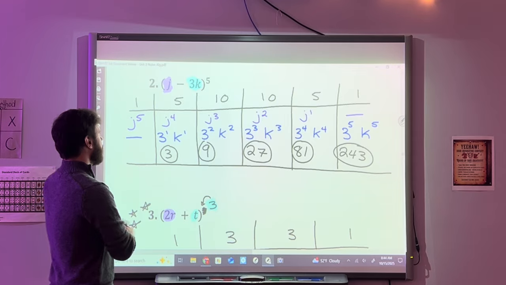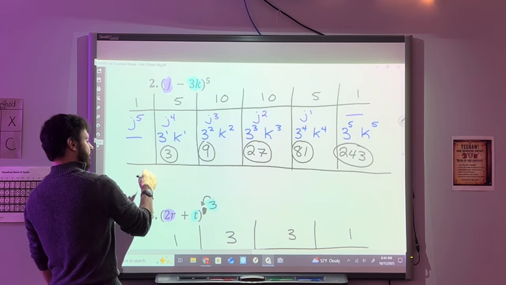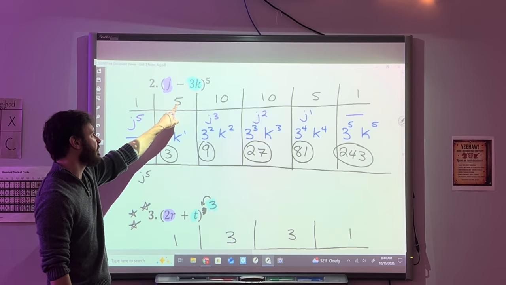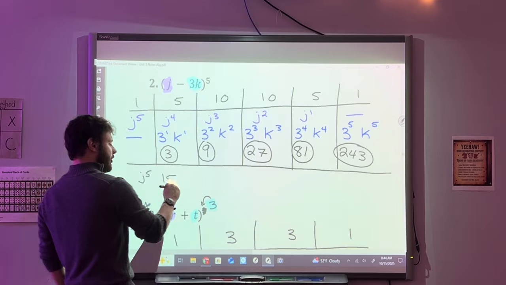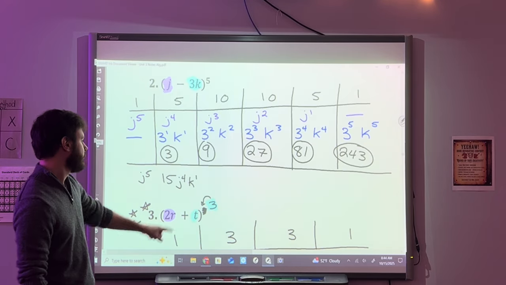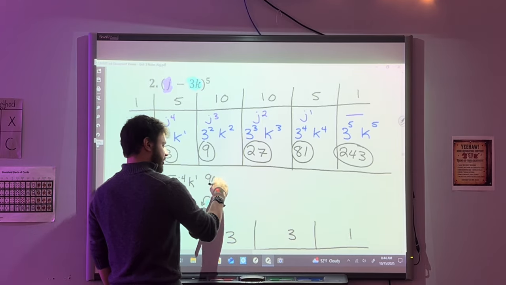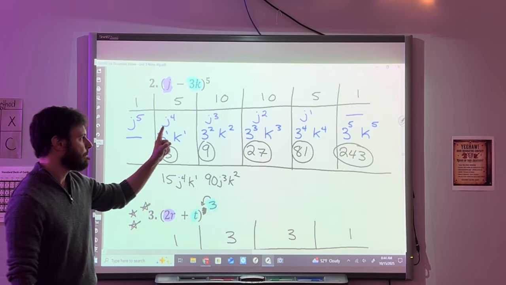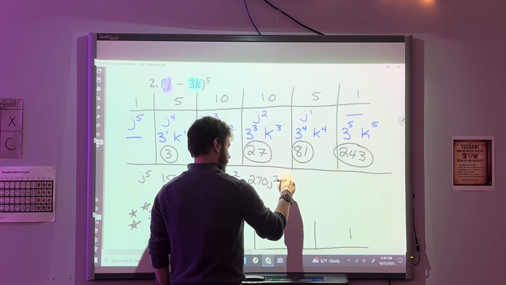Let's multiply our columns. 1 is the only thing here, like real number wise, right? So I have 5 j's, j to the 5 is this column's output. This column is a 5 times a 3 for 15, and it has 4 j's and 1 k. 10 times 9 is 90. This one has 3 j's and 2 k's. 10 times 27 is 270. J squared, k cubed.